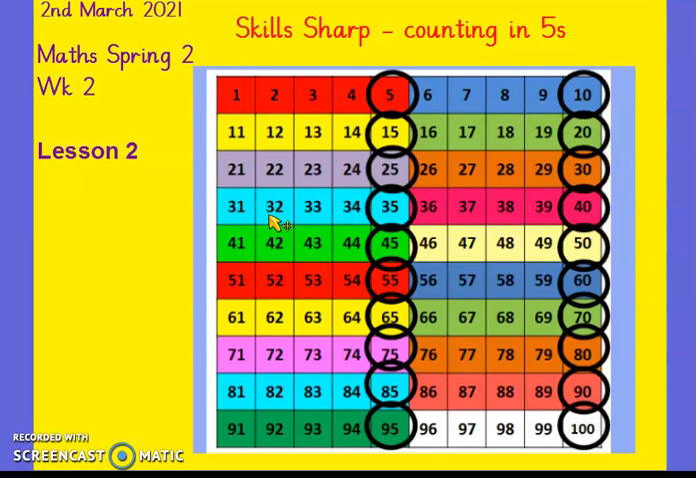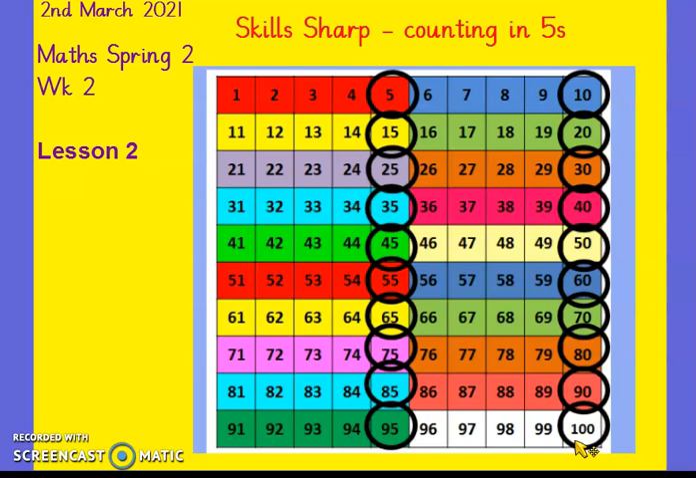So we're going to start up by warming up our maths brains and counting in our 5 times tables. So 5, 10, 15, 20, 25, 30, 35, 40, 45, 50, 55, 60, 65, 70, 75, 80, 85, 90, 95, 100. Okay, can you pause the video and can you practice with your adult, please?